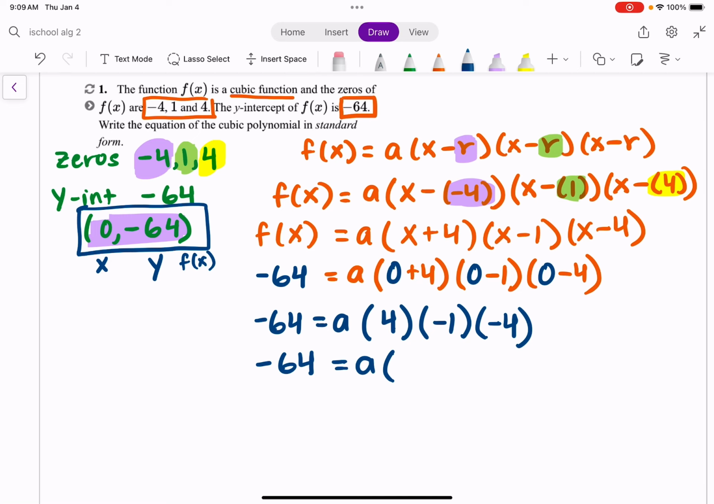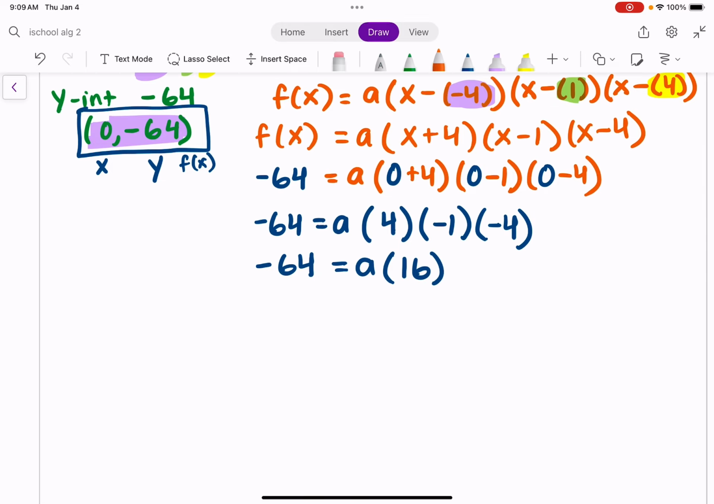I can keep simplifying. -64 equals a times, if I multiply these things together, I get 16, because 4 times -1 is -4, and -4 times -4 is 16. And then I can solve for a by dividing both sides by 16. So a actually equals -4. Okay?